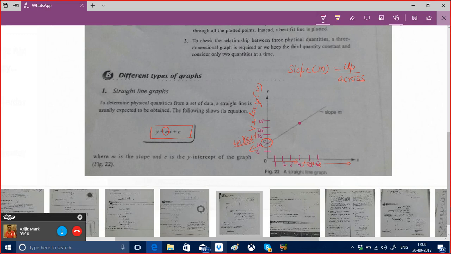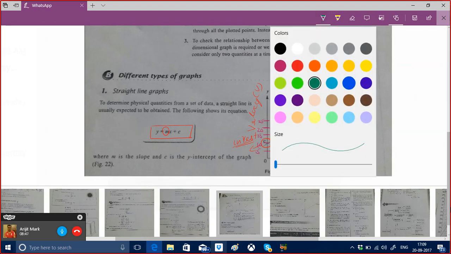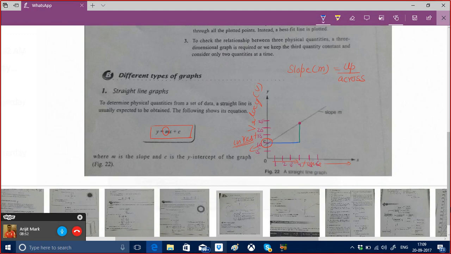So up, that means this one up, and across is the blue one. Clearly, across is 4 units, so you write 4 there. And up, here it is roughly 22, and here it is 10. So 22 minus 10 gives you 12. 12 by 4 is 3. So 3 is your slope, understand?